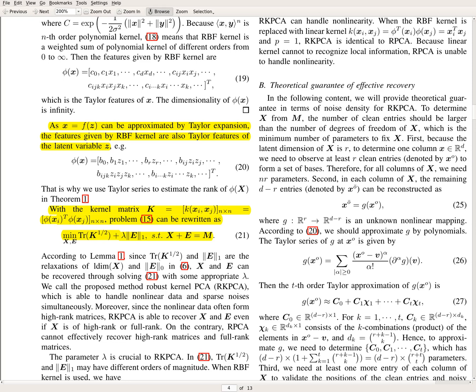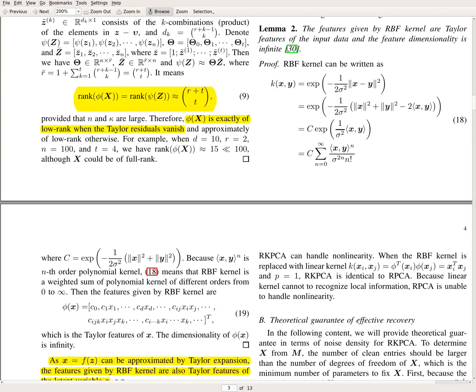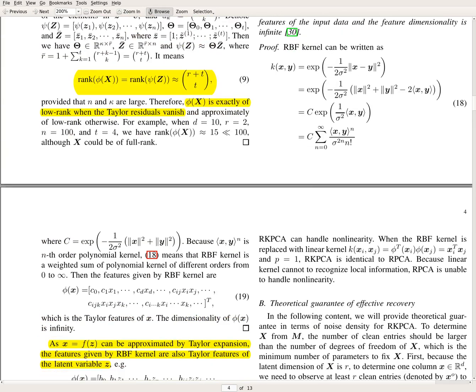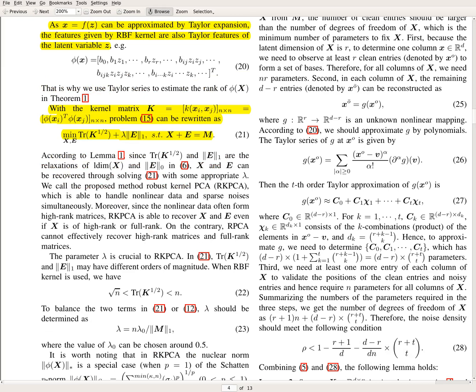So they say here that x equals f of z can be approximated by Taylor expansion. The features given by the radial basis function kernel are also Taylor features of the latent variable z. I think what they basically say is that you can decompose this radial basis function into a Taylor expansion, and then you get these. Yes, okay. And they simplify the loss function to this.